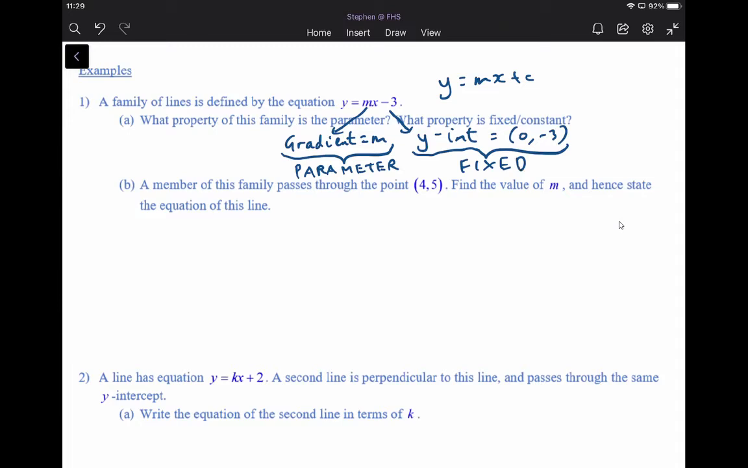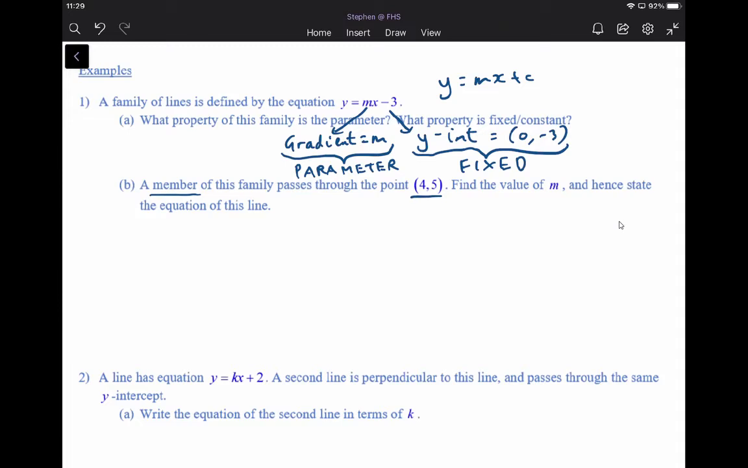Okay, part B. Now this is where we get down to some actual maths. A member of this family passes through the point 4, 5. Find the value of m and hence state the equation of this line. So we're talking about a specific member. So remember, a family is a collection of infinitely many lines, but if you talk about a member, something is fixed. You basically fix the value of m and then you've got one of the members. So what is unique to this member? Well, this member of the family passes through the point 4, 5.